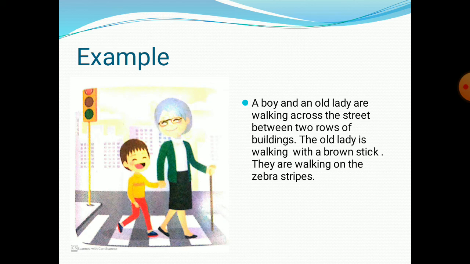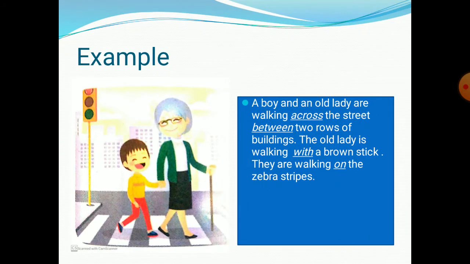Let's take one example. A boy and an old lady are walking across the street between two rows of buildings. The old lady is walking with a brown stick. They are walking on the zebra stripes. Can you find out the prepositions in this? Let's read it out again and find out the prepositions.